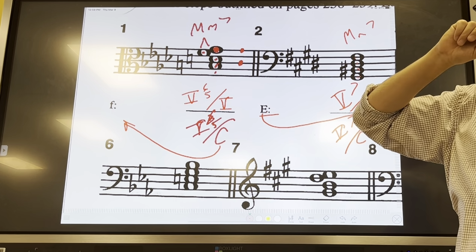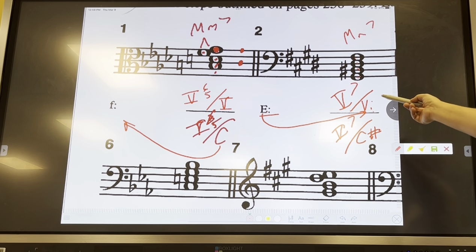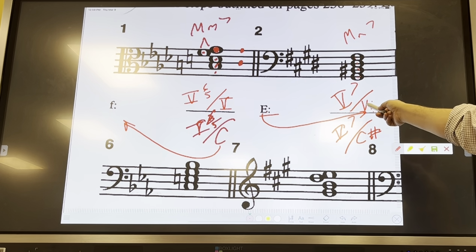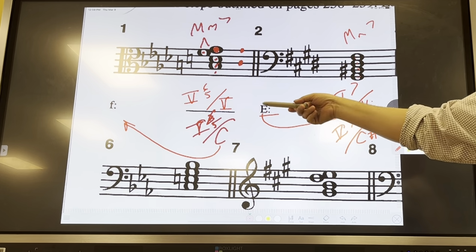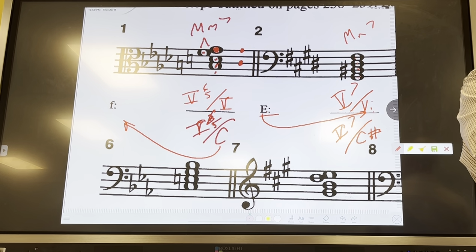Is it always going to be opposite? Wait, if we're in a major key, it's whatever the 6 is in the major key, right? A normal 6. The 6 in a major key is minor. 6 in a minor key is what? That's where you have to know those Roman numerals, right? About what it normally is in the key.